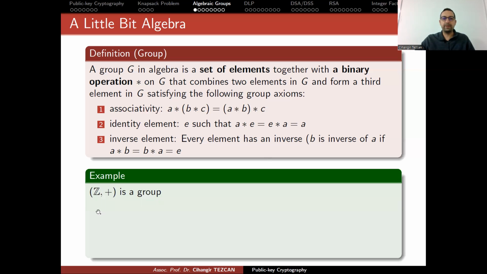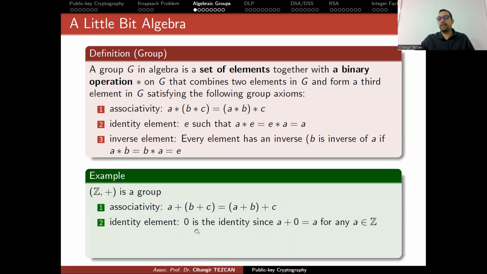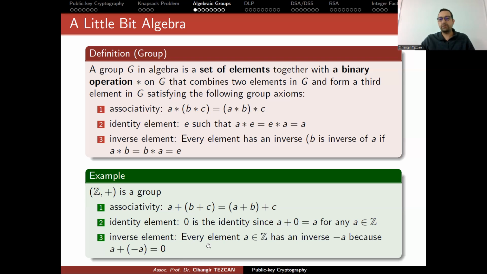So let's give an example. Integers and the addition operation is a group because it satisfies the associativity, right? Because in addition, these two results are identical. 0 is the identity element, because if you add 0 to any number in Z, the result will be A anyway, right? And every element has an inverse. If you choose an element A in Z, then it has an inverse minus A, because A plus minus A would give you the identity element 0. So this is a group, okay? As you can see, we have to define the operation here. So we don't call a set a group, we call a set together with an operation a group.